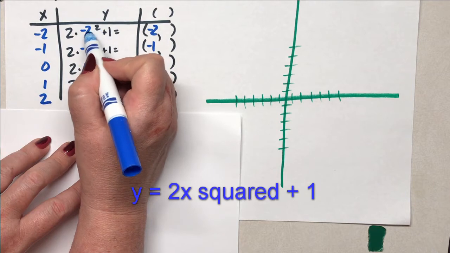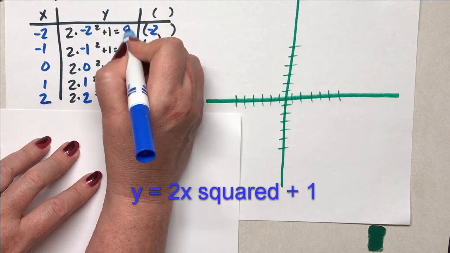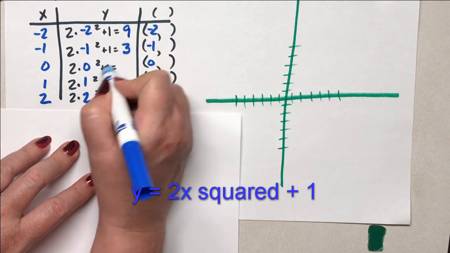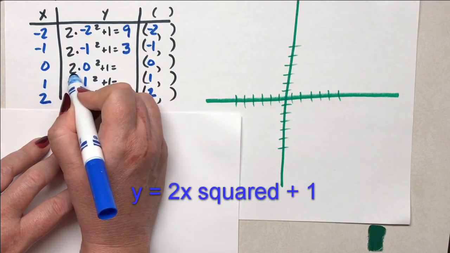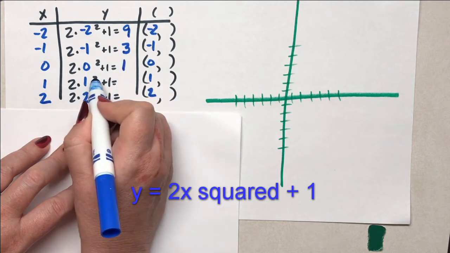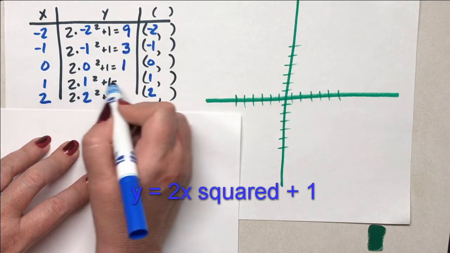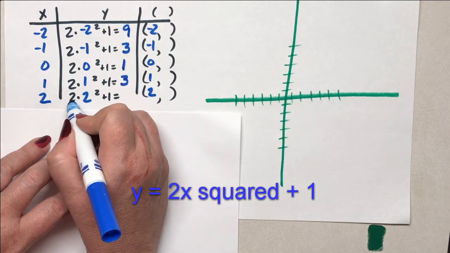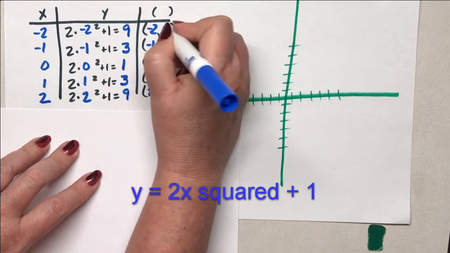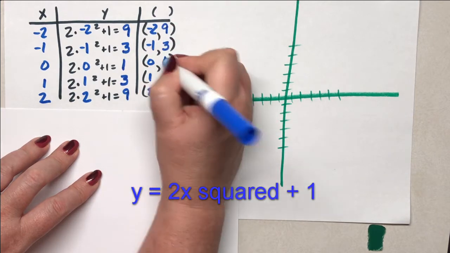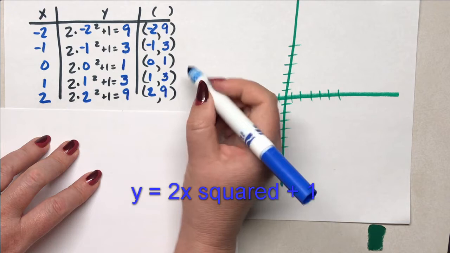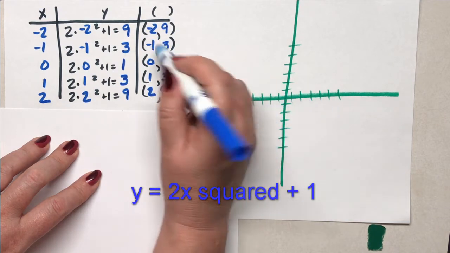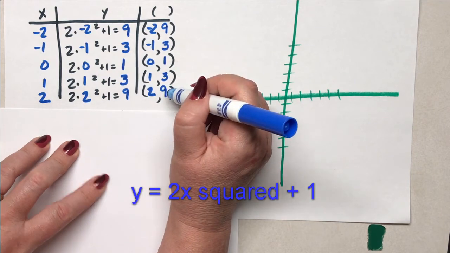-2 squared is 4, times 2 is 8, plus 1 is 9. -1 squared is 1, times 2 is 2, plus 1 is 3. 0 times 2 is 0, plus 1 is 1. 1 squared is 1, times 2 is 2, plus 1 is 3. 2 squared is 4, times 2 is 8, plus 1 is 9. So check this out. We have the same y's with different x's. So this is not going to be a linear equation.